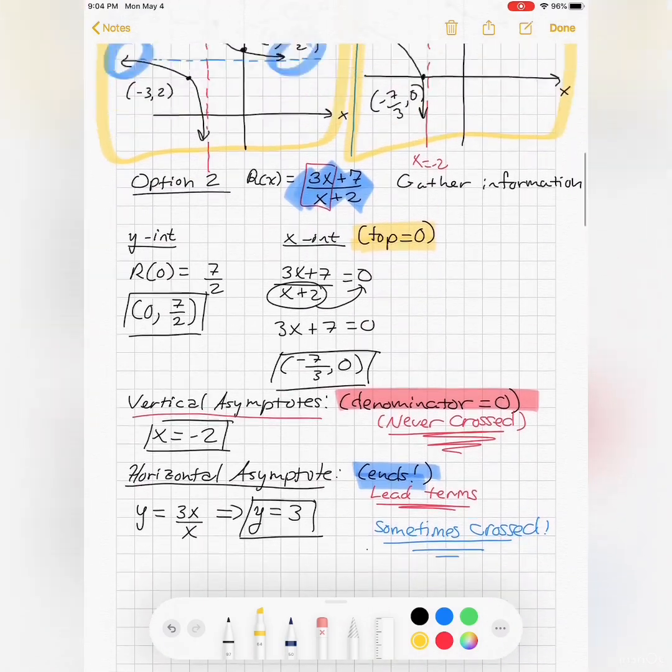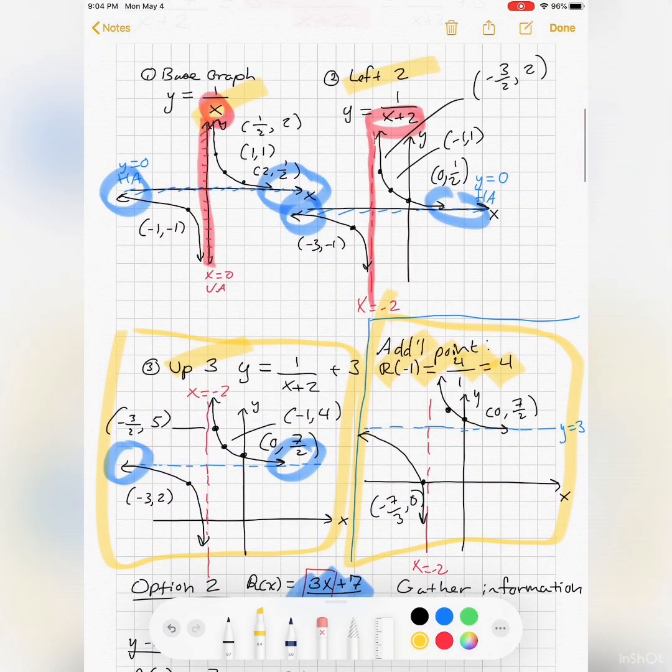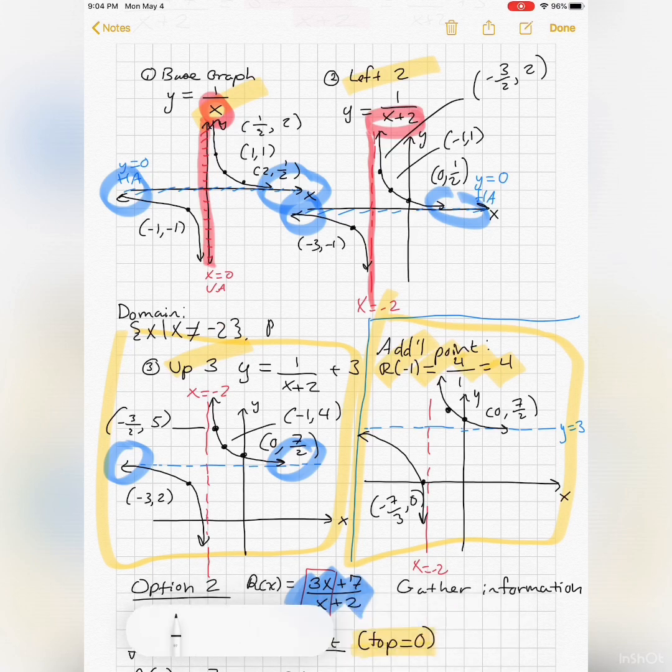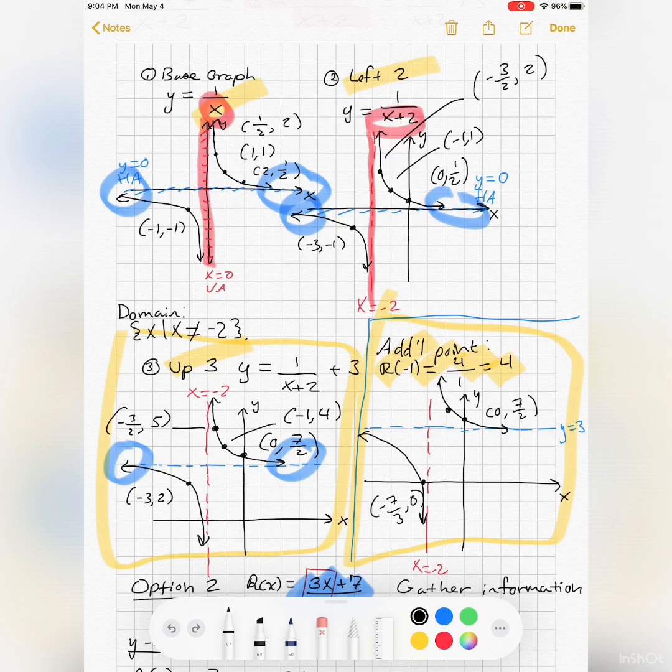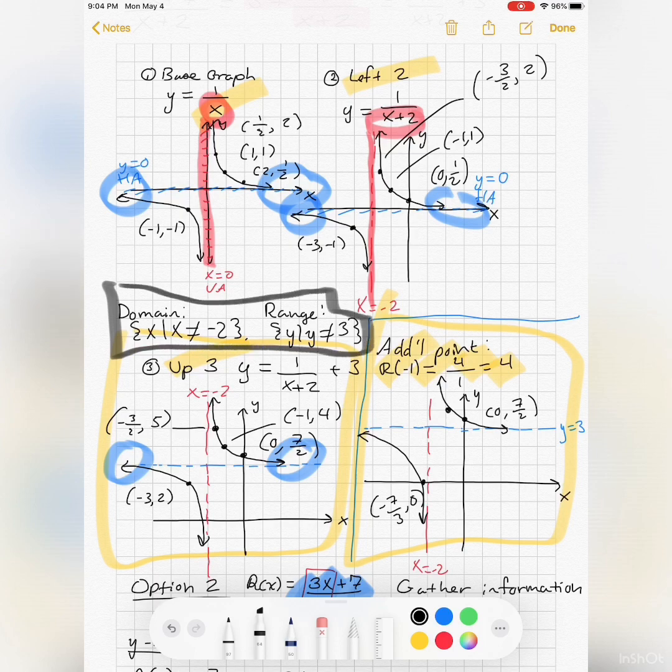Should we do one more thing with this one? We're going to squeeze this in. Let's do the domain and range. Looking at either of those final graphs, the domain is going to be all the x's where x is not -2. The range is going to be all the y's where y is not 3. Okay, not too bad.